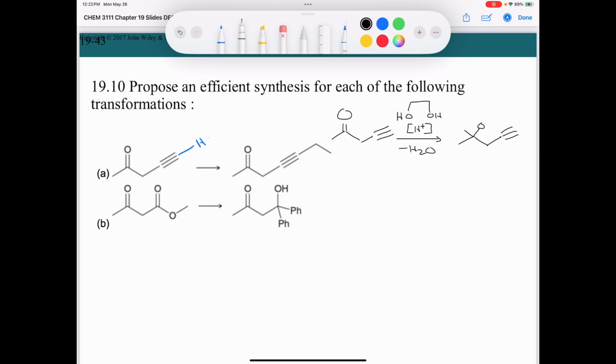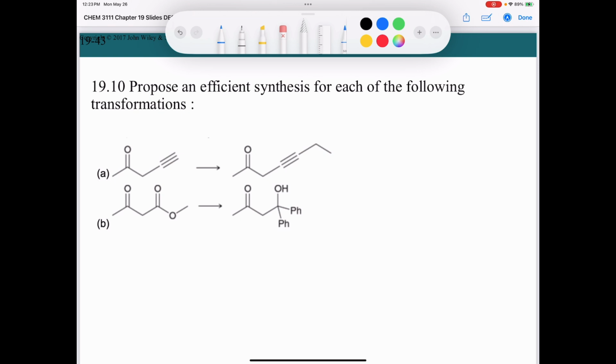cyclic acetal like this. Now we can abstract our proton using our sodium amide, add our electrophile, which would be ethyl iodide in this case, and that is going to add those 2 extra carbons we need. And we still have our cyclic acetal intact. And then the last step, I'll just draw it as an arrow to the product like this. That would just be some aqueous acid, and that would remove the cyclic acetal.